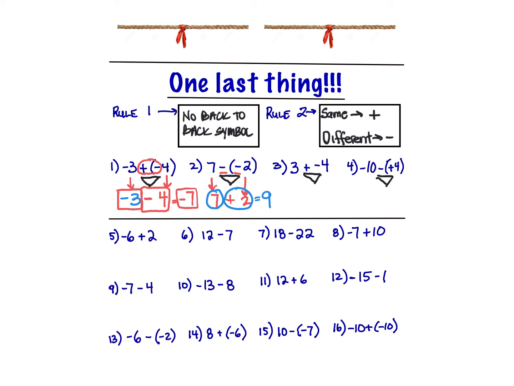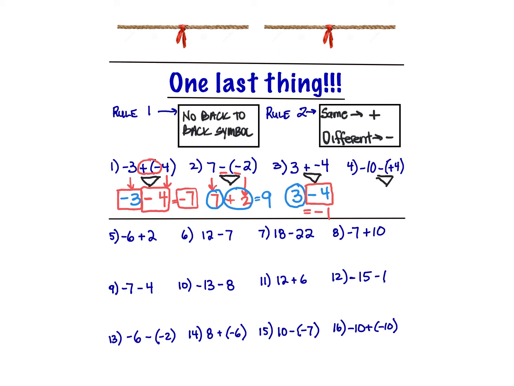Third one, we have a positive and a negative. Those are different, so they're going to combine to be a negative. So we have 3 minus 4. So in this one, we have 3 fighting for the positive team. We have 4 fighting for the negative team, which means the negative team is going to win by 1 person.